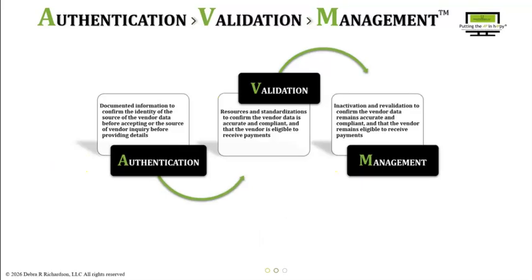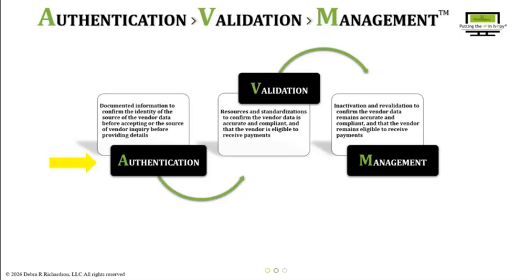Authentication validation management is a three-step proprietary process to reduce the potential for fraudulent payments, compliance fines, and bad vendor data when you are still accepting vendor supporting documentation via email. The first step is authentication, where you confirm who you are communicating with and/or receiving vendor supporting documentation from.